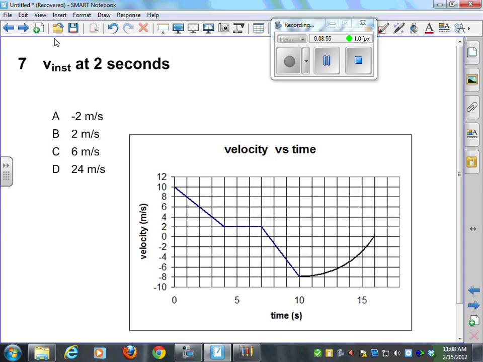Number 7, v inst at 2 seconds. So at 2 seconds, right there, right? So v inst means just read it off the graph, and so C, right?